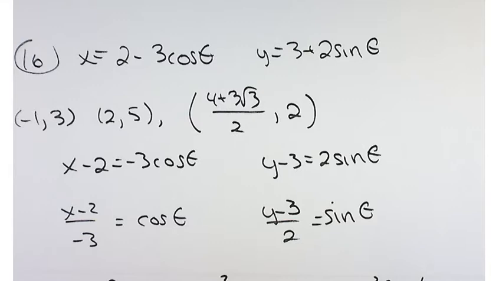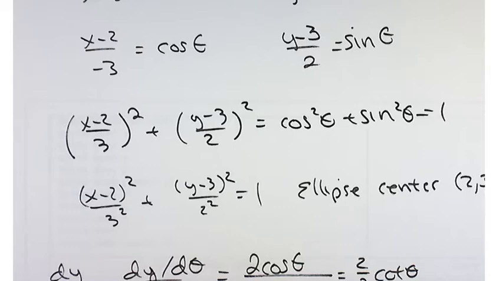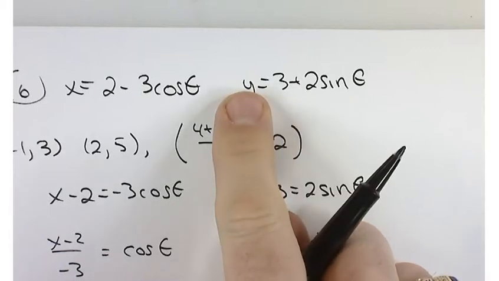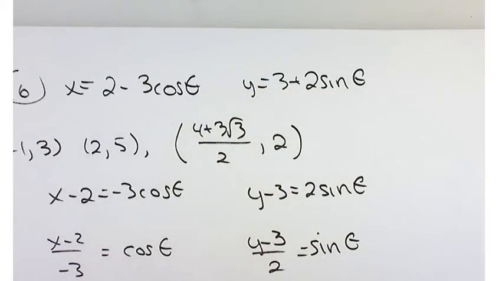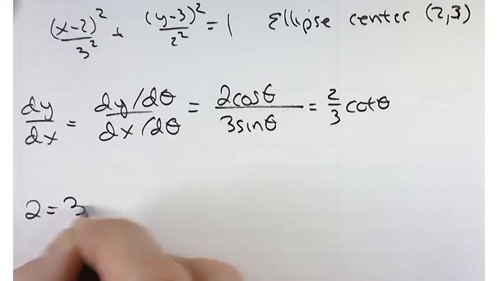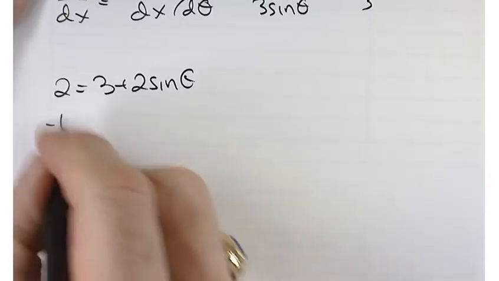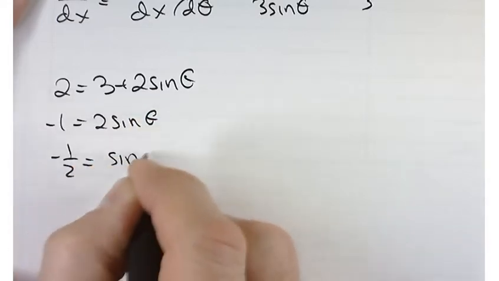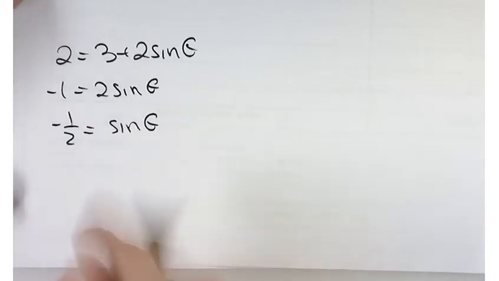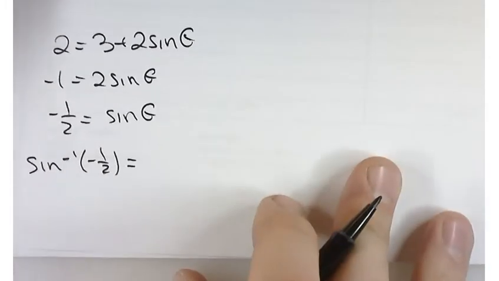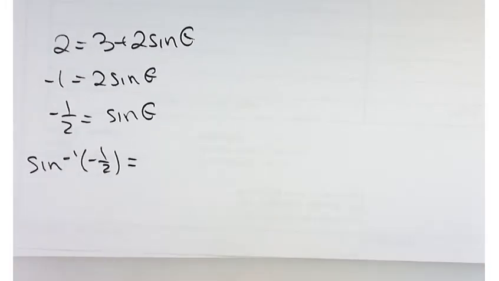All right? I mean, you're free to do what you want. But let's work with y. So that's going to be 2 equals 3 plus 2 sine of theta. Definitely go for the easier one. So negative 1 equals 2 sine of theta. Negative 1/2 equals sine of theta. Sine inverse of negative 1/2. What's that going to give us?